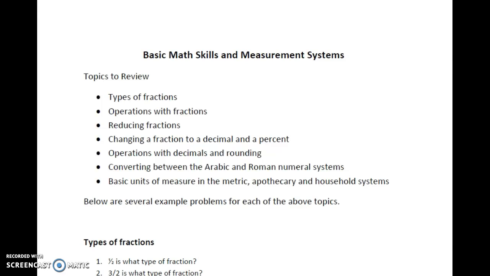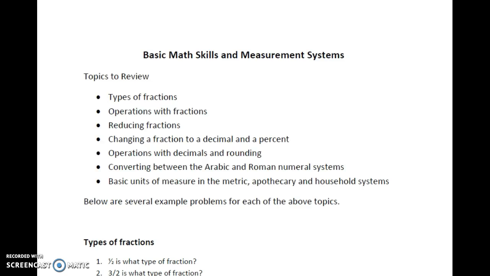This week we're going to be covering chapters 7 and 8. So now you're going to be getting into some of the math, which I know some of you find a little more challenging. So what I wanted to do this week is to provide you with a handout that goes over some of the review of those basic math skills and the measurement systems that are out there, and then how to use them in pharmacy.